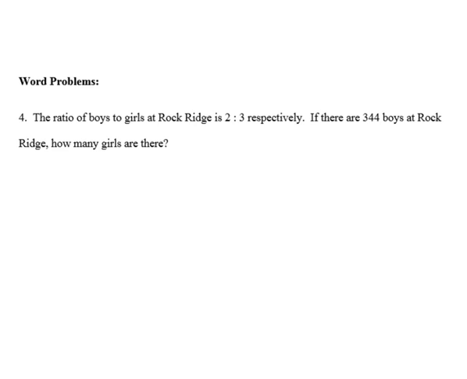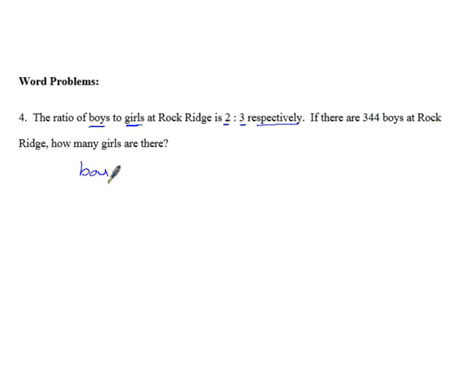We did some word problems back in algebra. So right now, this is really just a big review of algebra. If I told you the ratio of boys to girls at Rockridge is 2 to 3 respectively, that word respectively just means that the order this is presented is the order that those numbers represent. So if boys was first, boys gets 2, girls gets 3. And then, if there are 344 boys at Rockridge, how many girls are there?